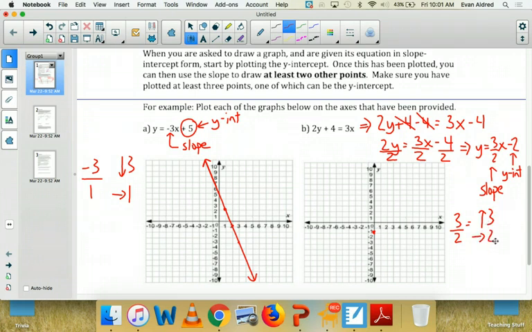So let's go up 3 from here, 1, 2, 3, and to the right 2, 1, 2. Then we're going to go from there, so that's 1 point, but we know that we can't do that. We only have 2 points plotted. We need another one. So we go up 3 again, and then to the right 2 again. And now we have that minimum of 3 points that I talked about before. You have to reach that minimum before you can connect them with your line.